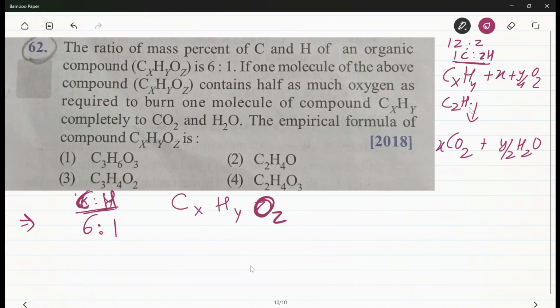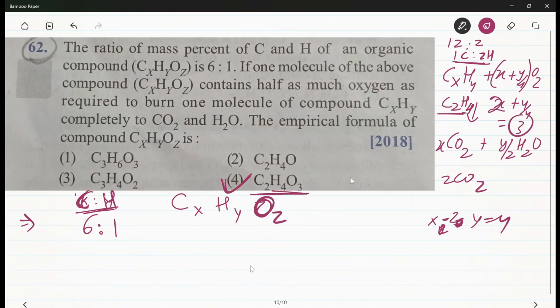1 carbon 2 hydrogen, but a hydrocarbon cannot be created with that. It must be C2H4. If it is C2H4, I get 2 CO2. x is 2, y is 4. That is the first thing I am taking. And then how much oxygen will be required to burn this C2H4? x plus y by 4: 2 plus 4 by 4, that is 3. So the first answer, this can be the answer. Option 4. What have they given?